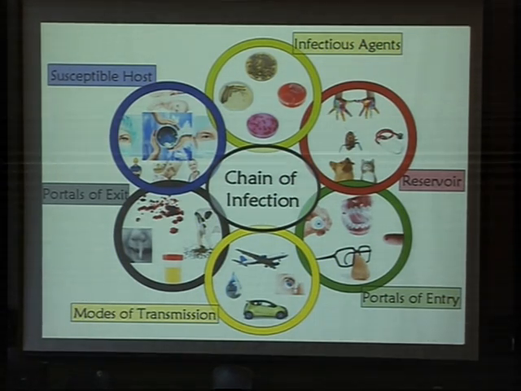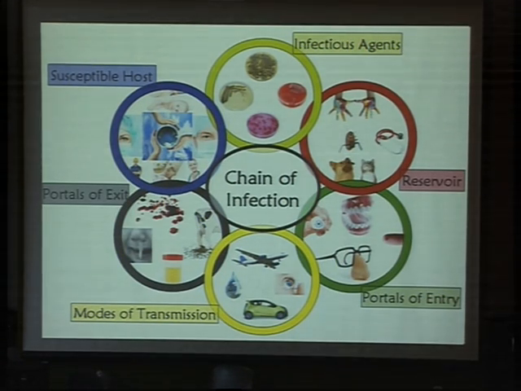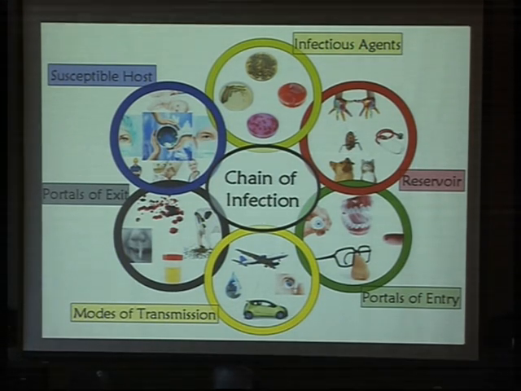The aim of infection control is to cut this cycle. We can cut the reservoir, the port of entry, the mode of transmission, and the exit, and also the infectious agent. But we cannot cut the patient, right? The patient is usually compromised, so we can cut all the cycle without touching the patient. We can only raise his immunity and protect him.